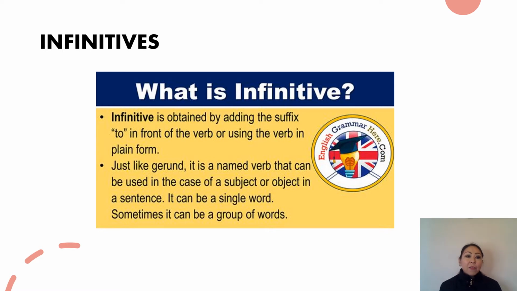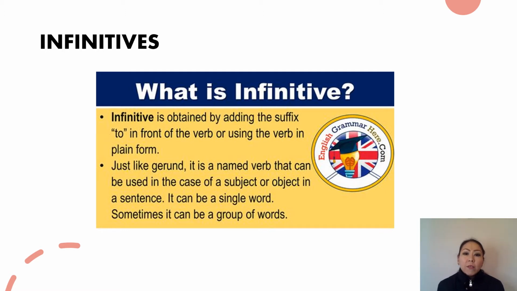Well, after that, we started with Unit 5 in English 3, where we learned about the infinitives, the gerunds, and the verb patterns. So to remember what an infinitive is: it's when we add the word to to the verb in its base form, and it's a verb that can be used as a subject or object in a sentence. It can be a single word or a group of words.